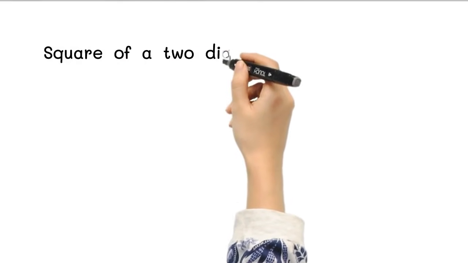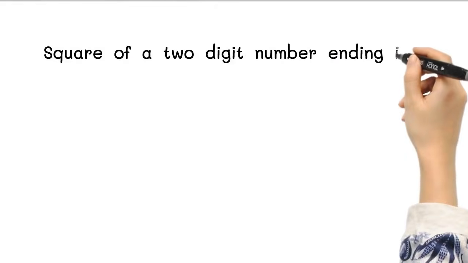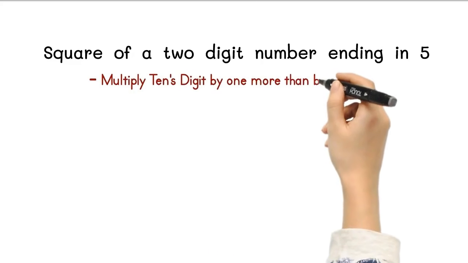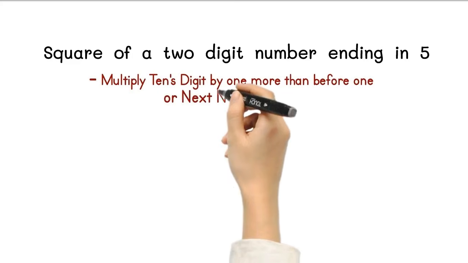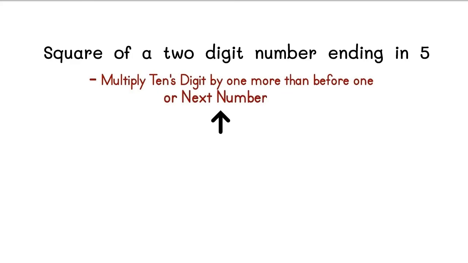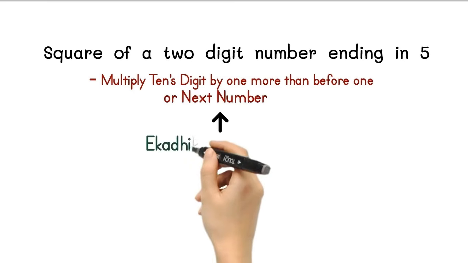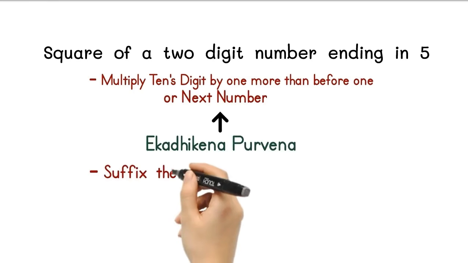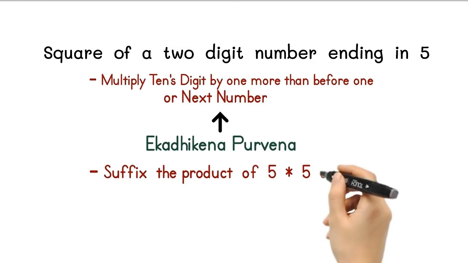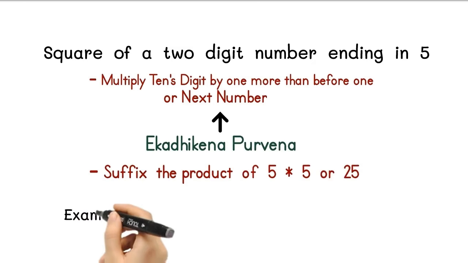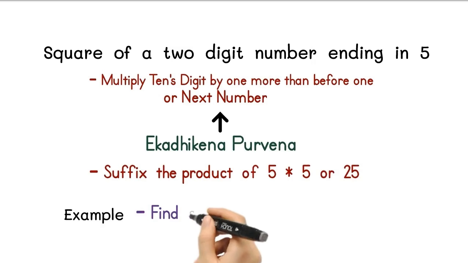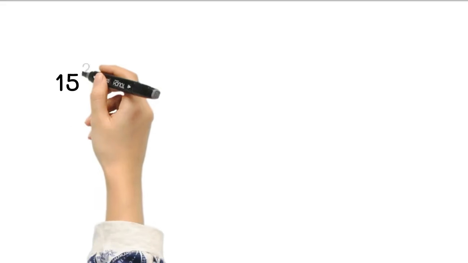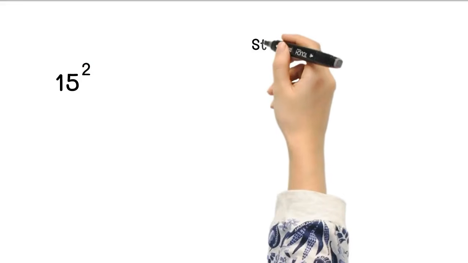To find the square of a two-digit number ending in 5, multiply the tens digit by one more than the one before, or by the next number. That means here we are going to use Vedic Maths Sutra Ekadikena Purvena. Then suffix the product of 5 multiplied by 5, or 25. For example, let us find out the square of 15. To find the square of 15, we need to follow two steps here.